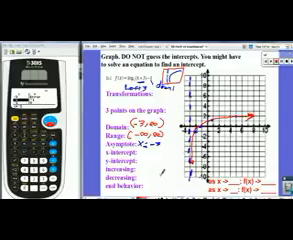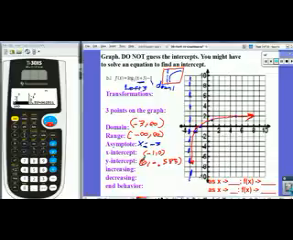Alright, x-intercept. Well, I cross the x-axis right here at the negative 1. So negative 1, 0. Y-intercept. 0, 0.585. Come on, pen. 0, 0.585.